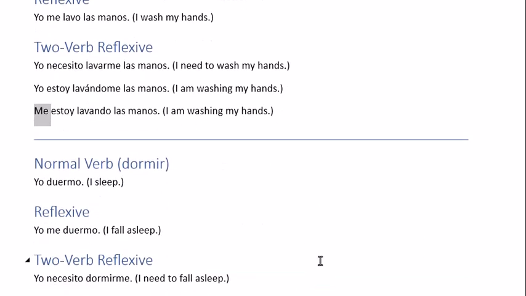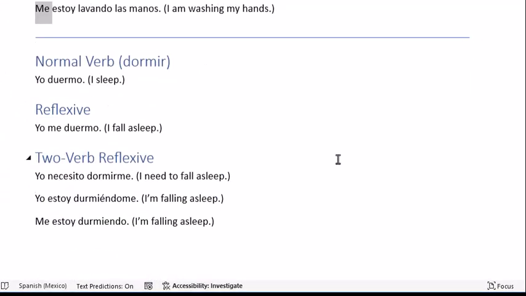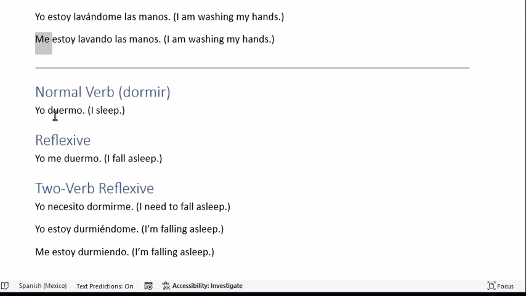All right, last one. All right, so dormir. Dormir means to sleep. So you could say yo duermo. I sleep. That's easy. We could use that reflexively. We could say yo me duermo. Notice the change in meaning. When we use it reflexively, it means I fall asleep. So I sleep versus I fall asleep.